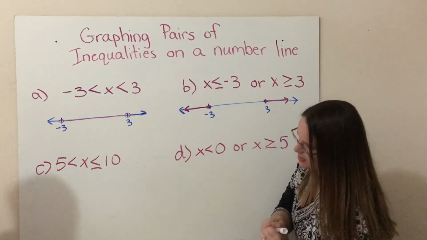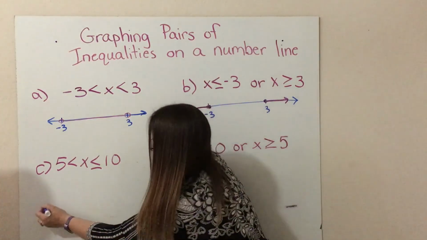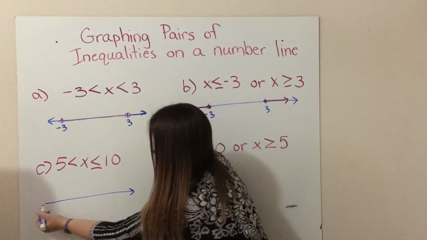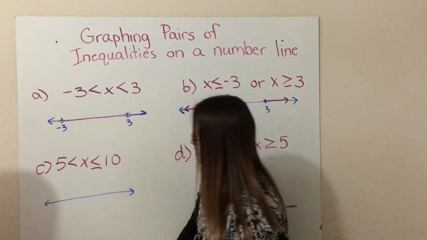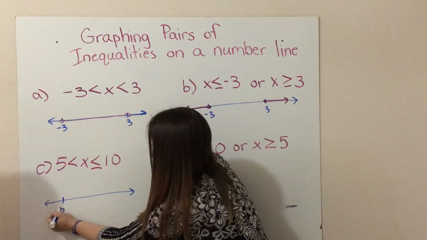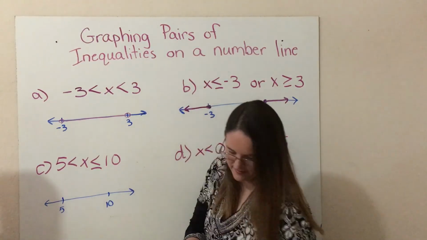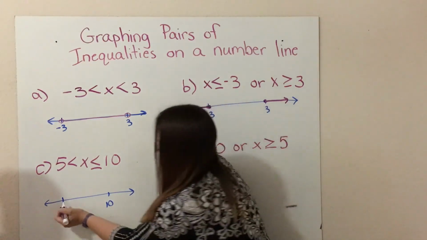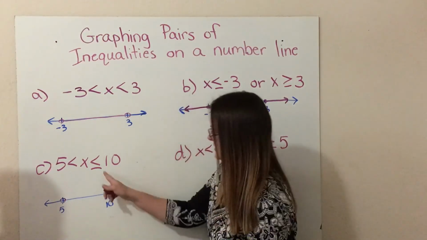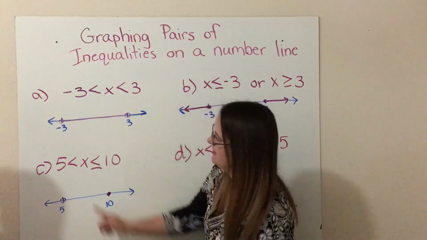Take a look down at problem C. We've got 5 is less than X, which is less than or equal to 10. So what numbers should I label in my number line? 5 and 10. Open dot or closed dot? Open dot. Open dot on 5. Open dot or closed dot for 10? Closed. Closed dot on 10.